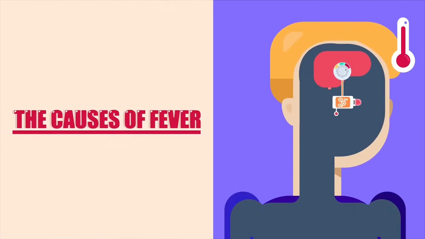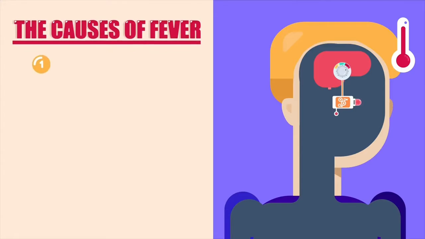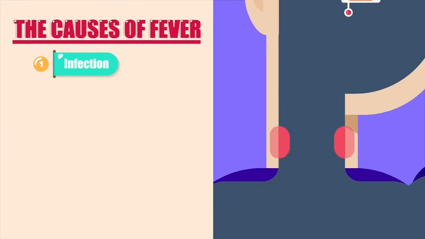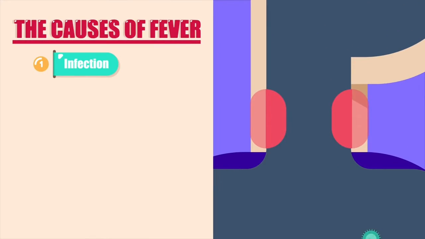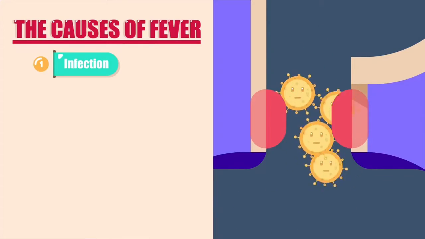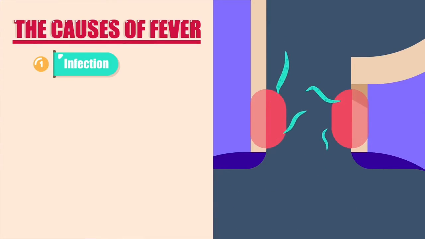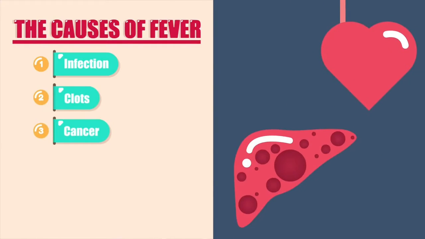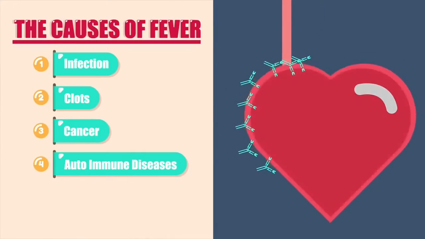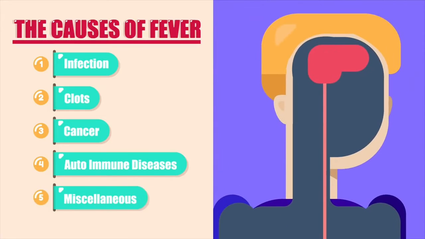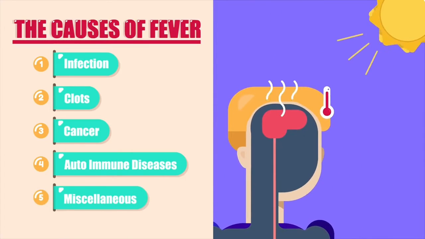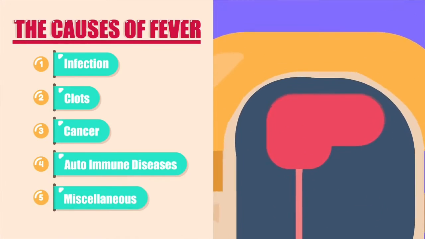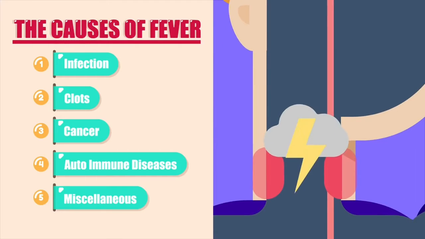The causes of fever can be divided into the broad categories of: 1. Infections, which is the most common cause of pyrexia. It can include bacterial, viral, fungal, or parasitic infections. 2. Clots. 3. Cancers. 4. Autoimmune diseases. And 5. Miscellaneous, which can include things like heat stroke, medications, brain lesions, and thyroid storm, to name a few.